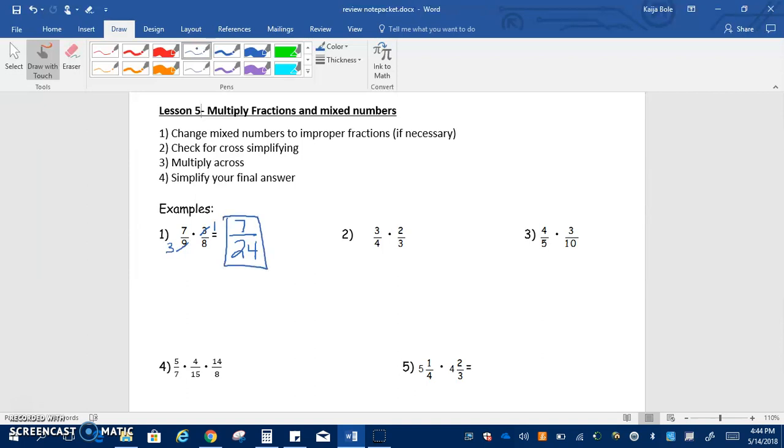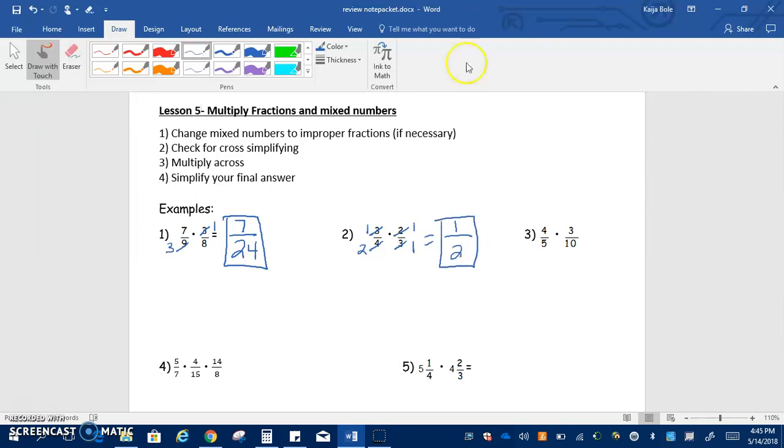Number 2 here, we have 3/4 times 2/3, so we can do a few cross simplifying here. So the 3's can both cancel to become 1's. And now our 4 and our 2, we can divide them both by 2, so 2 becomes a 1, and the 4 becomes a 2. So now when we multiply all these, we get 1 times 1 is 1, over 2 times 1 is 2.